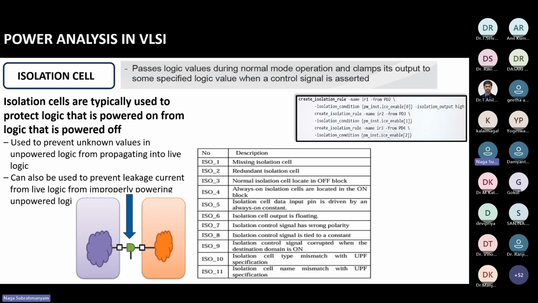You can also use it to prevent leakage current from a live logic improperly powering unpowered logics. It passes logic values during normal mode operation and clamps its output to some specified logic when the control signal is asserted. Asserted means it is high.